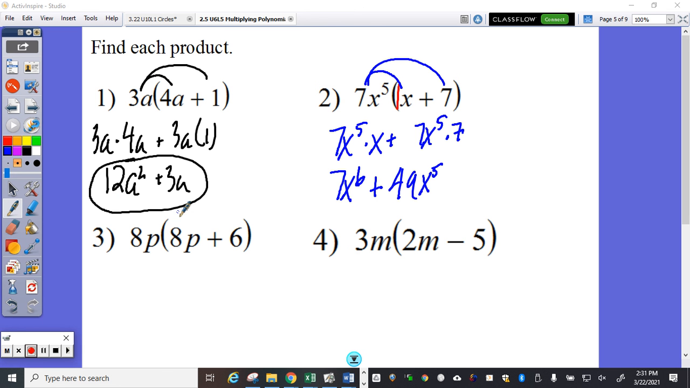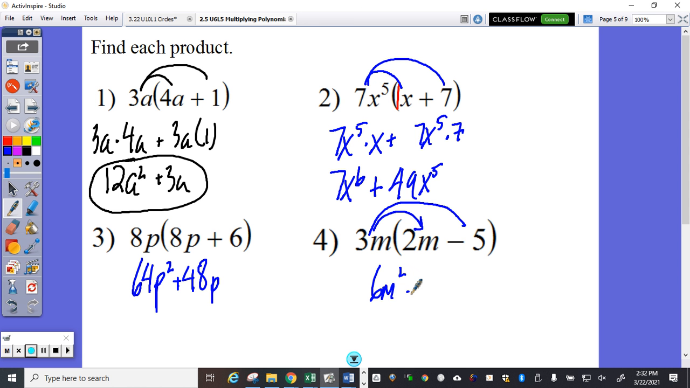Here we have 8p times 8p gives me 64p squared. 8p times 6 gives me 48p. 3m times 2m is 6m squared. 3m times 5 is 15m, or negative 15m. Okay?